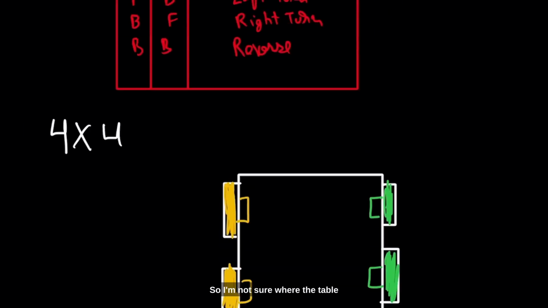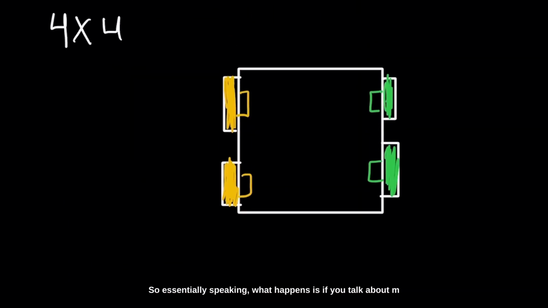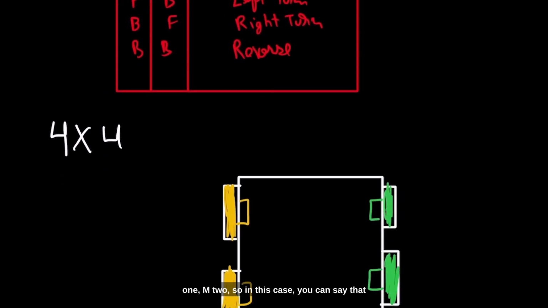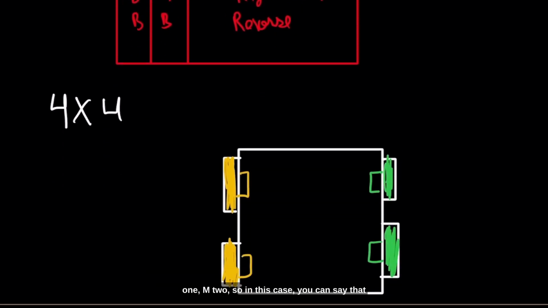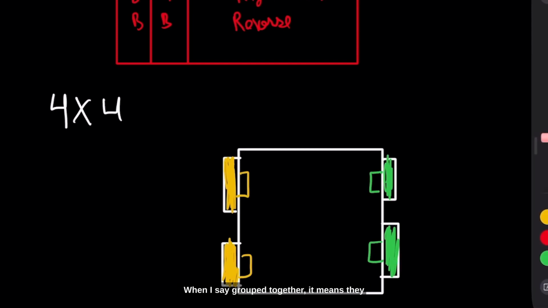Paste. Yeah. So I'm not sure where the table went, but it should be somewhere here. Essentially, if you talk about M1, M2, in this case you can say that M1 and M2 are grouped together. When I say grouped together, it means they are actually like one single unit now.